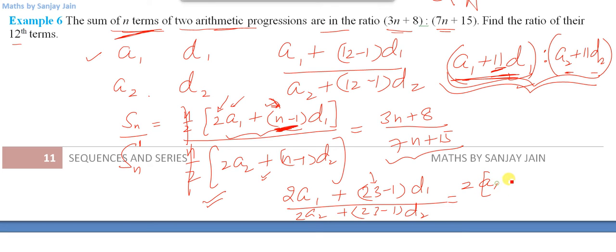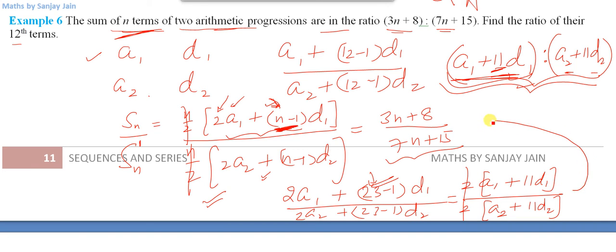So if I take 2 as common, I'll have a1 plus, this is 22, right? So a1 plus 11 d1 here, and if I take 2 common from here, I'll have a2 plus 11 d2 in the denominator. So 2 will get cancelled anyway. So I just need to place n equal to 23 to get this ratio, right? So this is equal to what? n should be replaced with 23 here and here, which will give you 3 into 23 plus 8 by 7 into 23 plus 15.